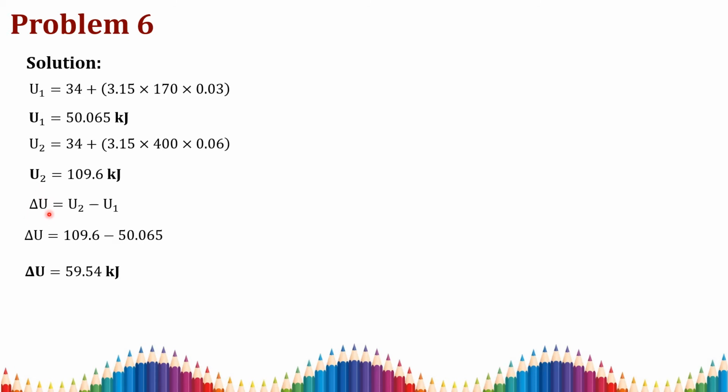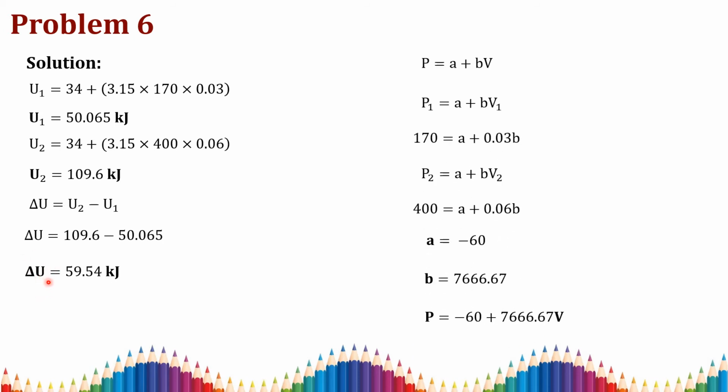We know that delta U is the difference between the internal energies, so delta U is equal to U2 minus U1. Because in the first law of thermodynamics we can write Q is equal to W plus delta U, we need to find delta U. U2 is 109.6 and U1 is 50.065. These two are in the same units, so we can substitute as it is. Delta U is equal to 109.6 minus 50.065, so the change in internal energy, delta U, is 59.54 kilojoule.